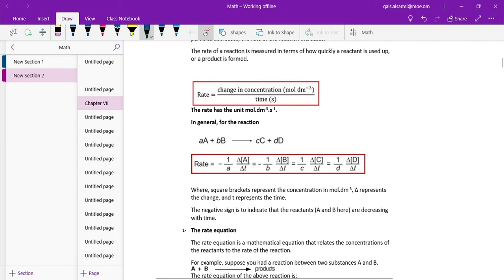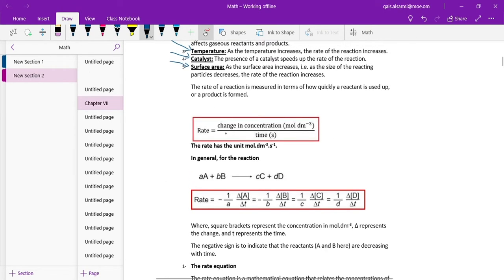So, square brackets represent the concentration in mole per decimeter cube, delta represents the change, and t represents the time. So instead of saying rate of disappearance of A, we're going to use this formula: the change in the concentration, which is delta [A] over delta t, times minus 1 over a, which means over the stoichiometric coefficient of A.